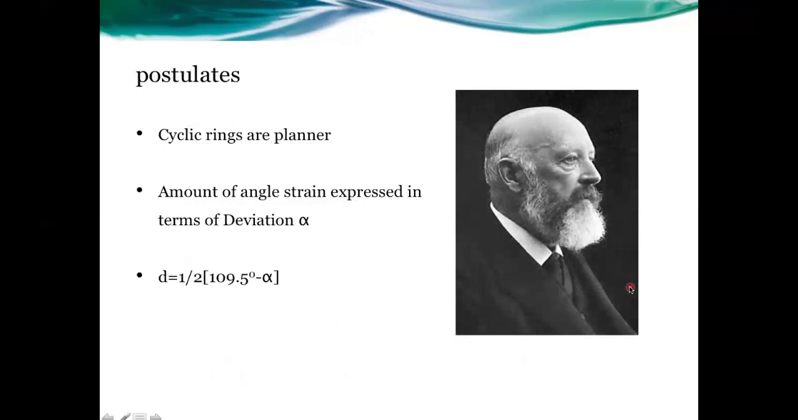So this is the picture of Baeyer, and he postulated it only for the cyclic compounds, and according to him, all cyclic compounds should be planar, although in later work this changed. The amount of angle strain is expressed in terms of deviation, which is represented by alpha. The deviation can be calculated by a simple formula: half of 109.5 degrees minus the bond angle.